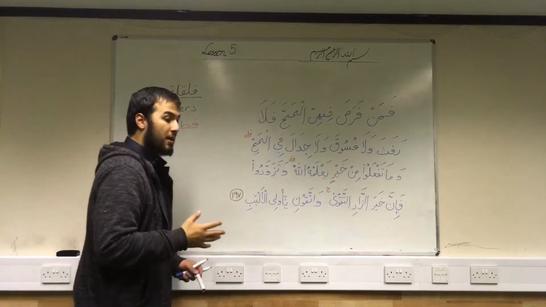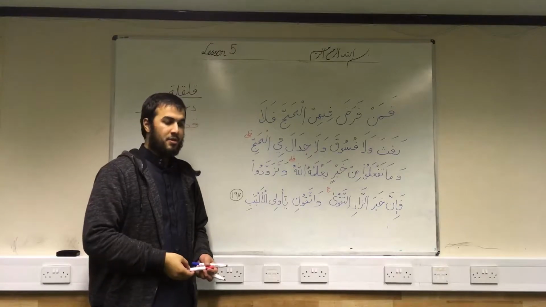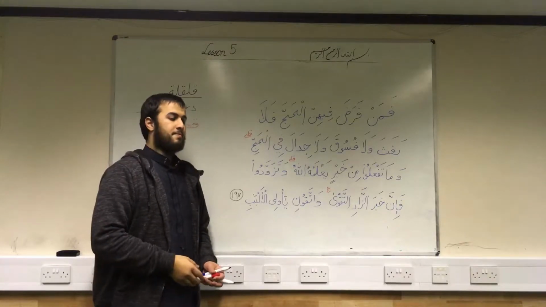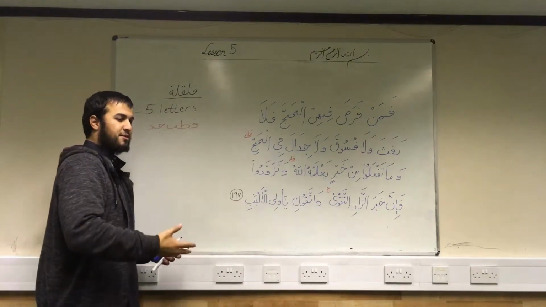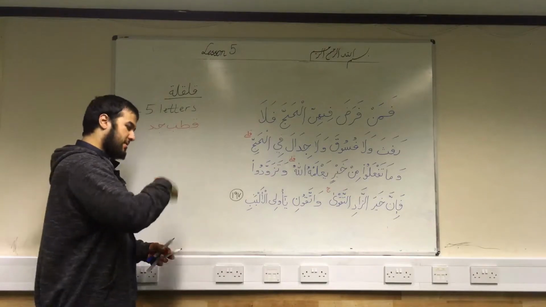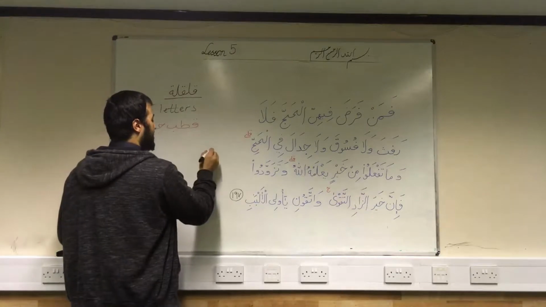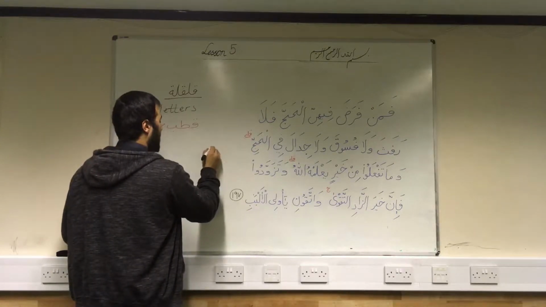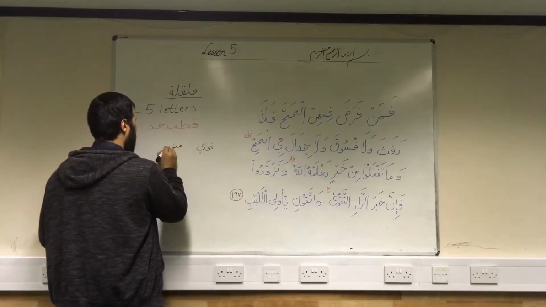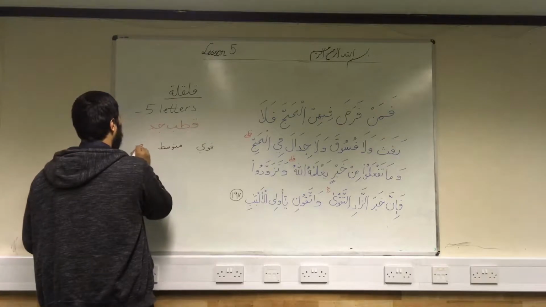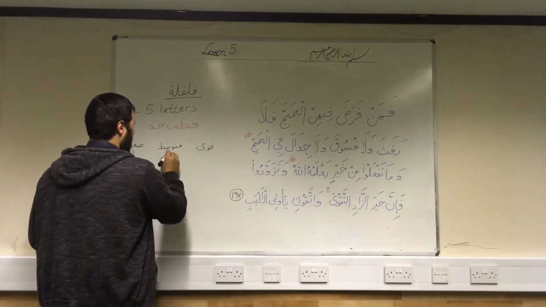And then we said that qalqala is of three different types: qawi, the strong one, mutawassit, the medium one, and daif, the weak one. So now we have the three: qawi, mutawassit, and daif.